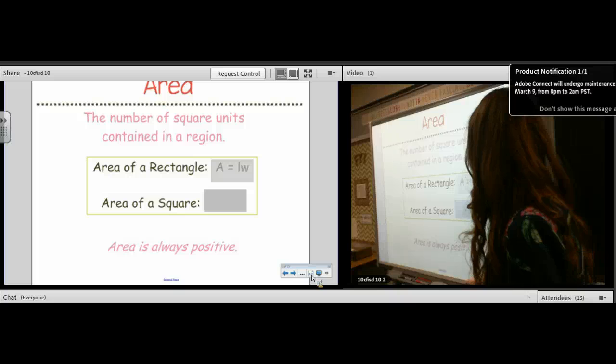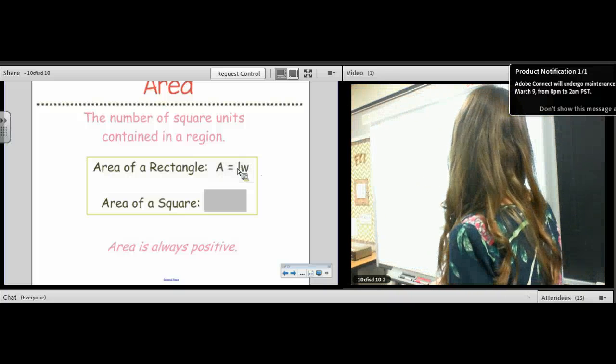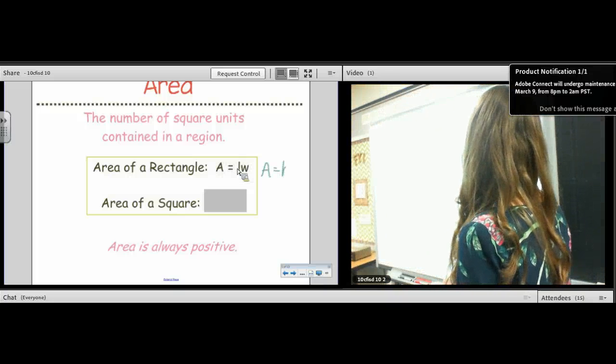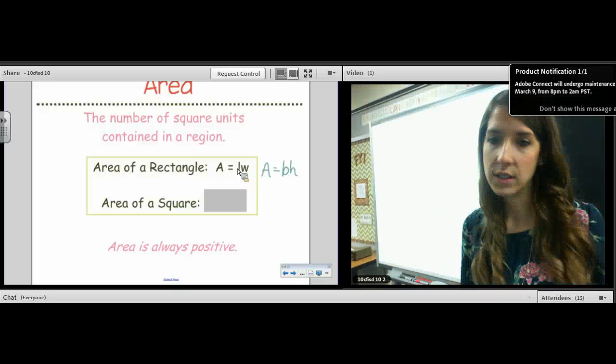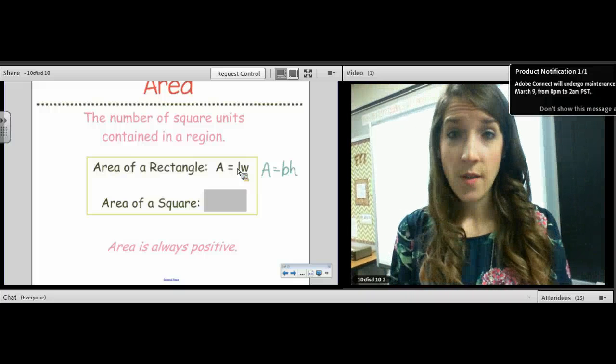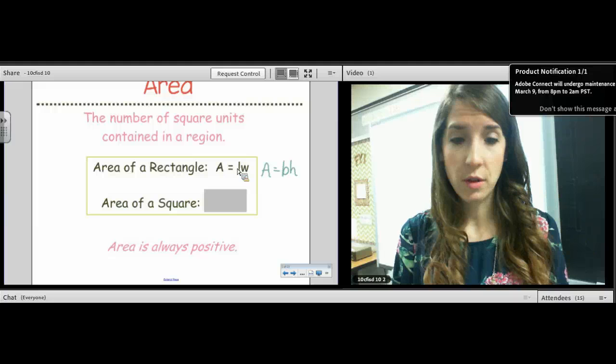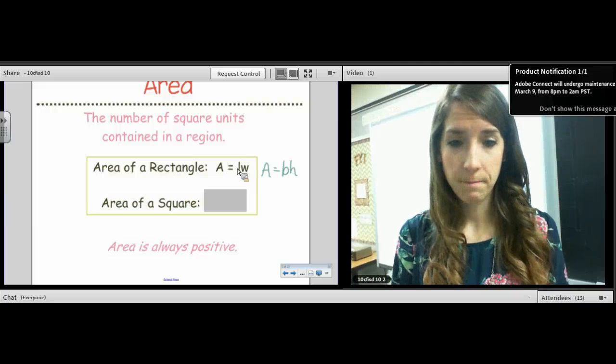Area of a rectangle, length times width. But just to let you know, on your formula chart, the area of a rectangle is going to say base times height. Those are interchangeable, but I wanted you to know the two different ways you're going to see it.